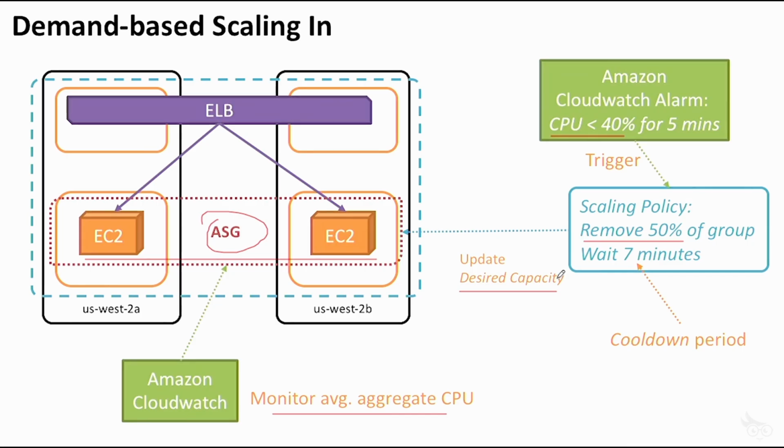So that's just one example of demand-based scaling. The possibilities are almost endless in putting these kinds of systems together, but those are just two examples of scaling horizontally, both out and in, based on demand.